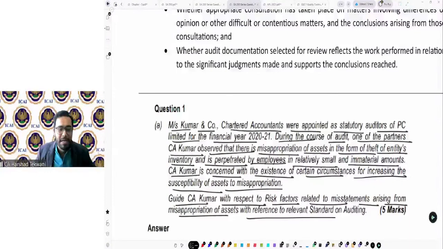So first of all, which is the relevant standard on auditing here? Which relevant standard on auditing we are referring over here? And which are the risk factors? Can anyone tell me the risk factors in the current scenario and the standards on auditing that we are referring over here? Which are the risk factors? Come on, guys.